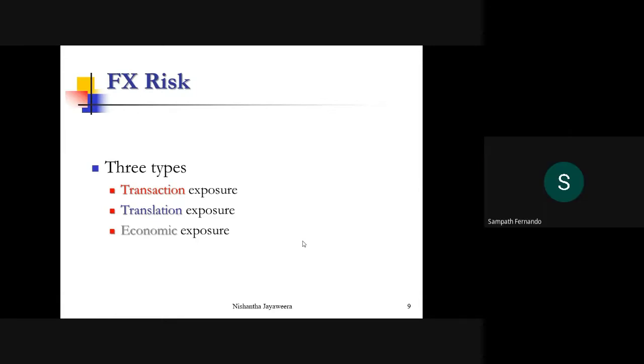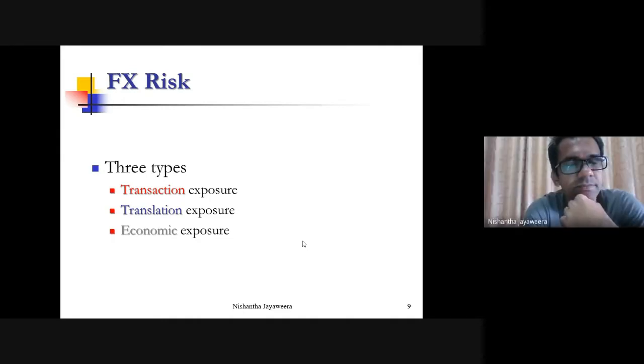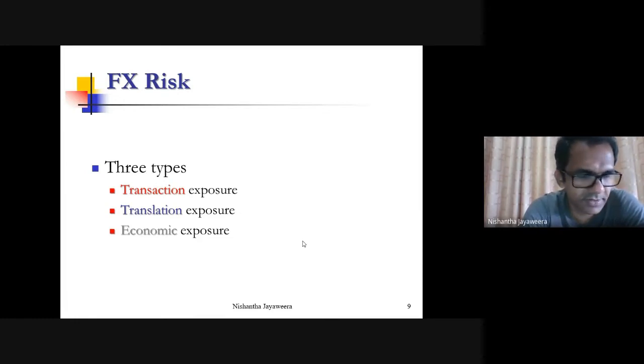So this also includes borrowing and lending. The borrowing and the lending party are also exposed, other than the transaction. That can happen. Is it correct?